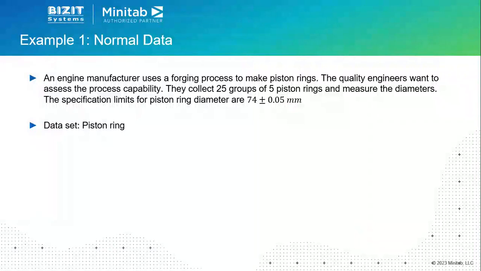Okay, for this case, I have one case study here. An engineer used the forging process to make piston rings. The quality engineer wants to assess the process capability, so they collected 25 groups. Every time they collect 5 piston rings, and their spec limit is 74 plus or minus 0.05 millimeters. So I will open the Minitab project file.